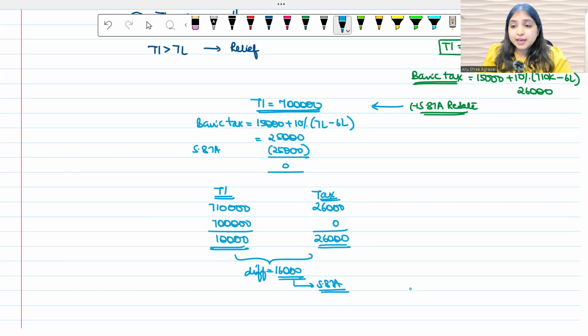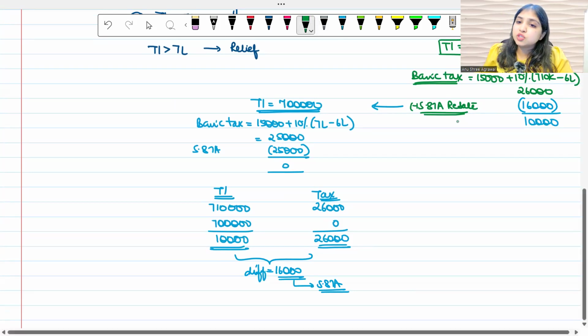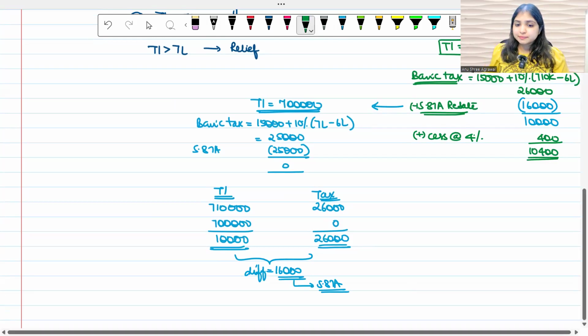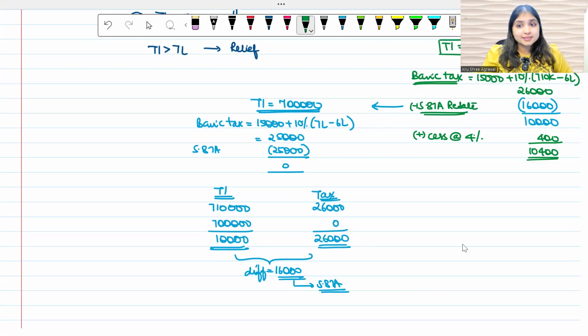So my assessee will get over here an 87A rebate of 16,000 rupees. All right. So the net tax liability of this assessee is going to be 10,000 rupees. And then to this, you will add no surcharge, guys, because income is within 50 lakhs. So no marginal relief also. Straight away, you will add cess at the rate of 4%. That's going to be 400 rupees. So the total tax liability of this assessee is going to be 10,400 rupees. Are we understanding this?